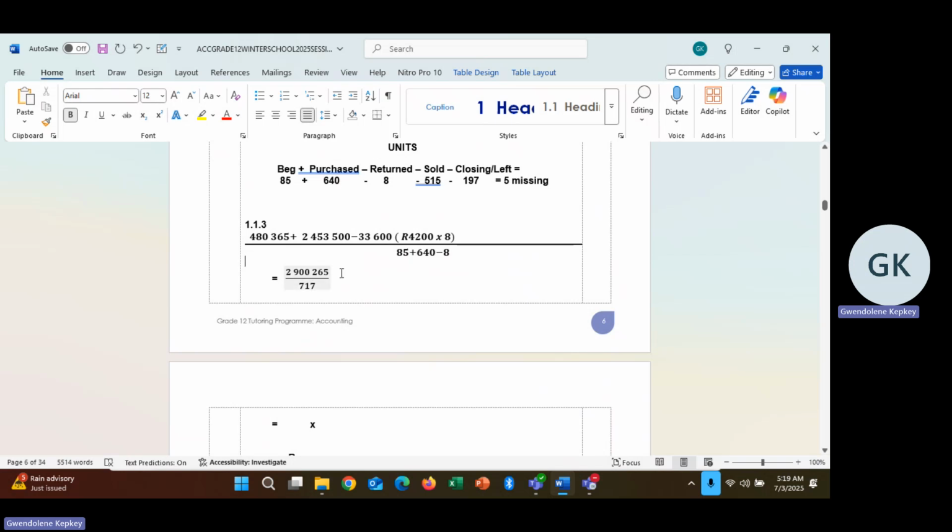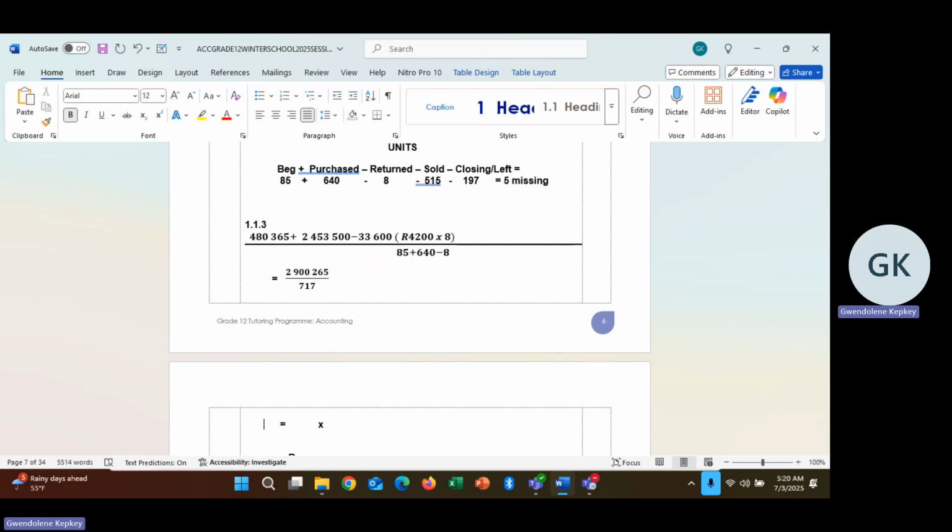My numerator in turn will be my 483.65 plus the 2,453,500 minus the 33,600. Please do that calculation and find out if you come to a total of 2,9,265. Once we do that calculation, we will now come to an average price.